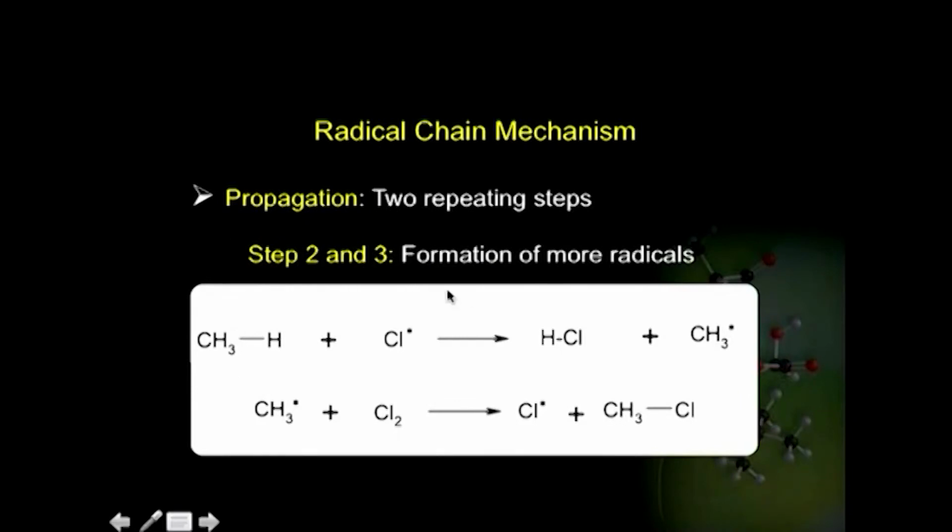In the propagation process, this is the second stage of the radical chain mechanism. There are 2 repeating steps. So, steps 2 and 3 involve formation of more radicals. So, methane, for example, reacts with the chlorine radical, forms hydrogen chloride and generates the methyl radical. The methyl radical further reacts with the excess chlorine which is in the reaction mixture and gives another chlorine radical and forms methyl chloride.